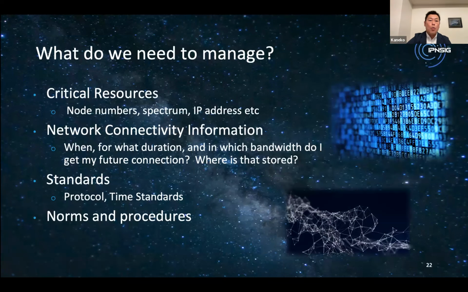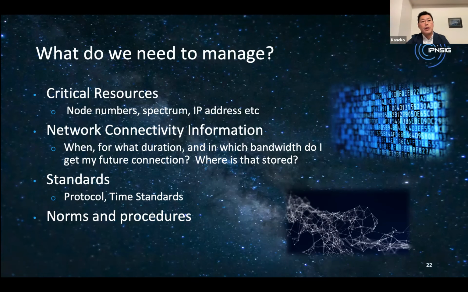So I just talked about why governance is important, but the next question would be, what do we need to manage? So far, the AWG has identified a few of them already. We are still having ongoing discussions on this, but this is kind of a snapshot of today. No need to say, but critical resources that have limits, such as node numbers and spectrum, and maybe sometimes IP addresses, are items that need to be managed.